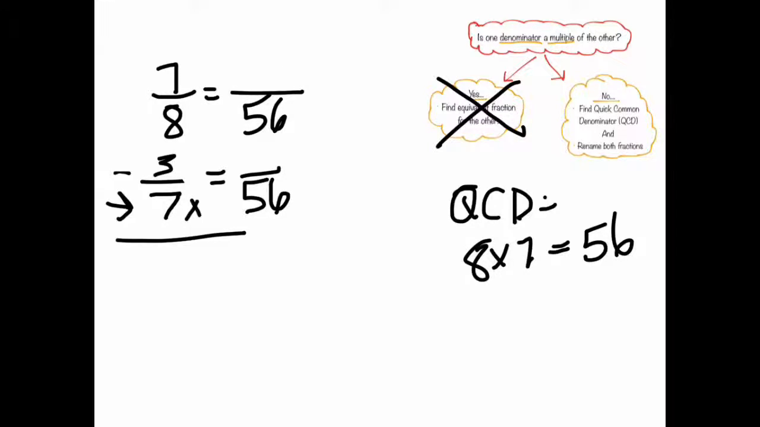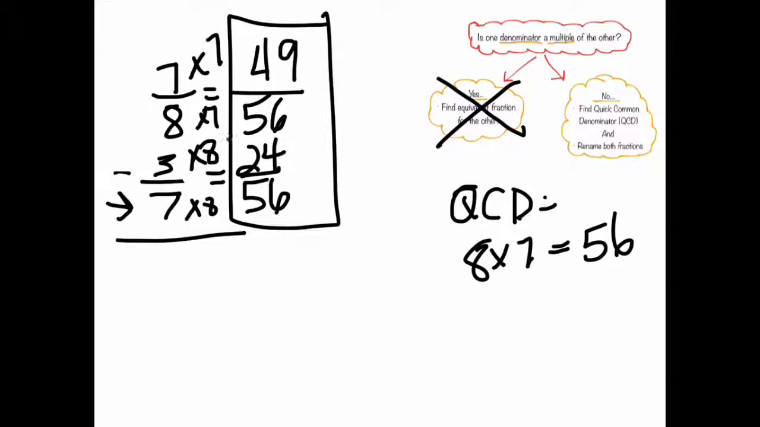Now 7 times 8 is 56, so I need to multiply the numerator by 8 as well to get an equivalent fraction. 3 times 8 is 24. 8 times 7 is 56, so I need to multiply the numerator. 7 times 7 is 49. Now I have my new equation to subtract. 49/56 minus 24/56 is 25/56.